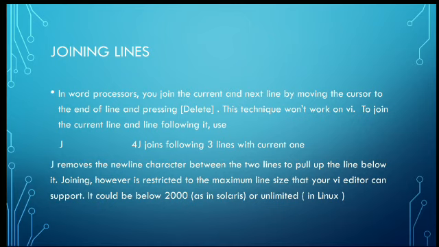In a word processor, you join the current line and the next line by moving the cursor to the end of the line and pressing delete. The technique won't work on VI. To join the current line and the line following it, use J. For 3J, join the following 3 lines with the current one. J removes the newline character between the 2 lines to pull up the line below it. Joining, however, is restricted to the maximum line size that our Vi editor can support. It could be 2000 as in Solaris or unlimited in Linux.